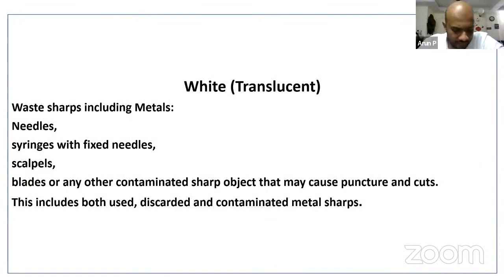Then you have the white category, which is a translucent container which is mainly for sharp waste. Okay, so what is a sharp waste? Anything which can cut and produce infection or bleeding. Sharp waste including metals will go into the white container. What are all the wastes which will go into the white category? One is needle because it is sharp. Syringes with fixed needles, these are called AD syringes, after the injection will go into the white, but the syringe alone without needle will go into the red bag. Syringes with fixed needles will go into the white container. Then scalpel, blade, or any other contaminated sharp objects that may cause puncture and cut will go into the white container.